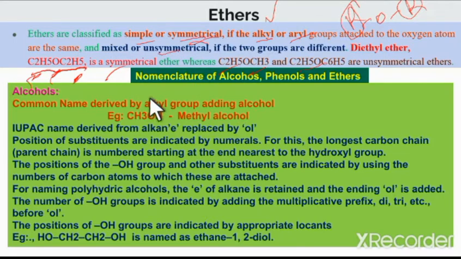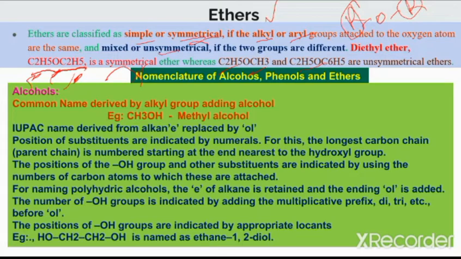The next important topic of this chapter is the nomenclature of alcohols, phenols and ethers. In that, the first one is the alcohols, the nomenclature of alcohols. This nomenclature again we can consider for two kinds.